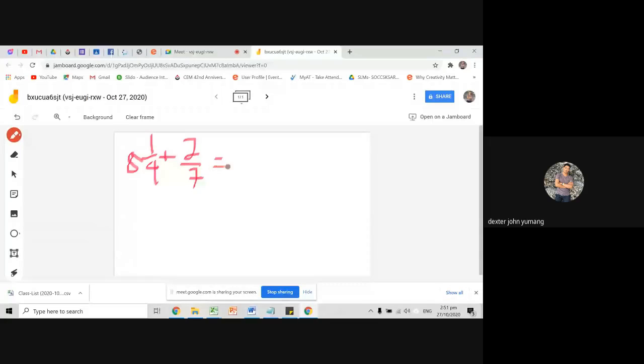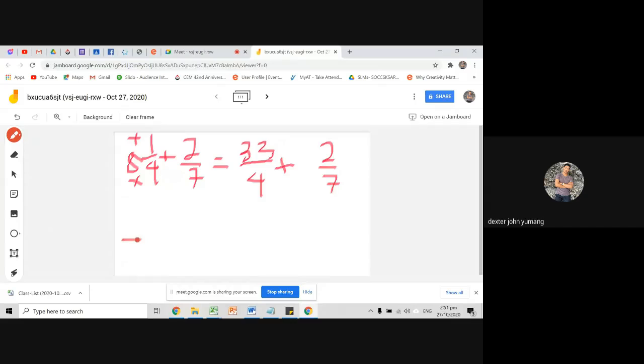Again, gawin mo ng improper ang mix. Ano po? 8 times 4, then plus 1. So 8 times 4 plus 1, 8 times 4, 16, 32, plus 1, 33. So we have 33 over 4. Then copy si 2 over 7.